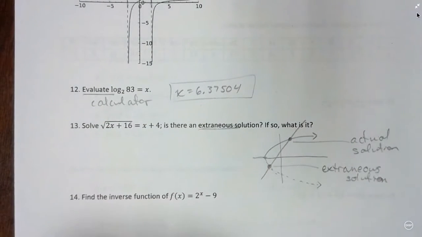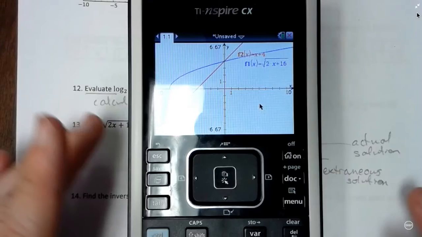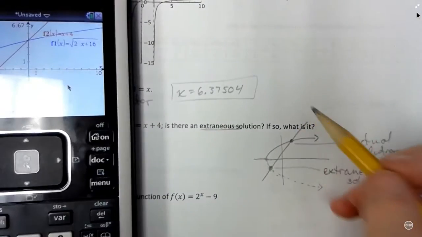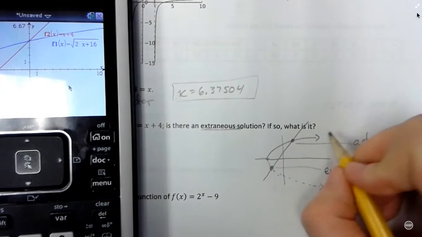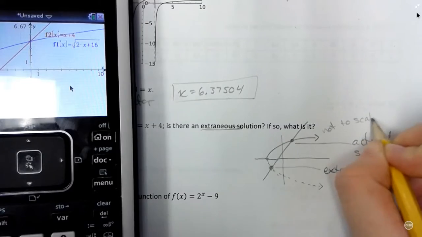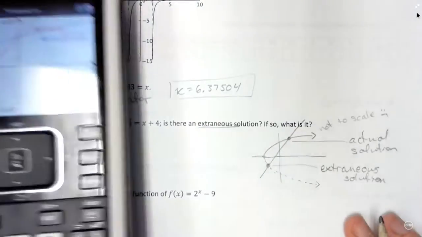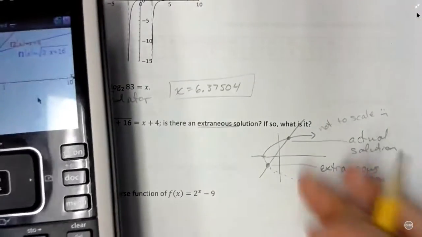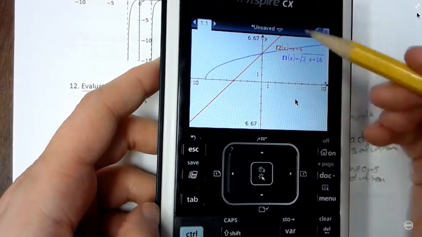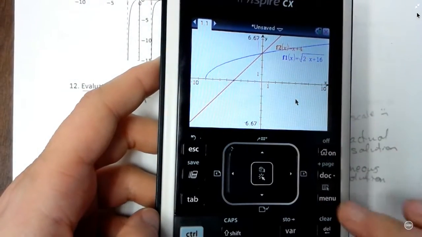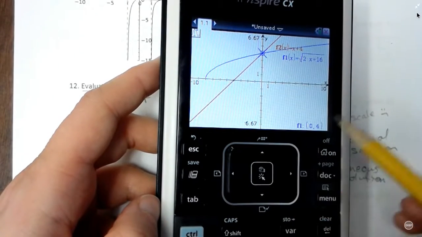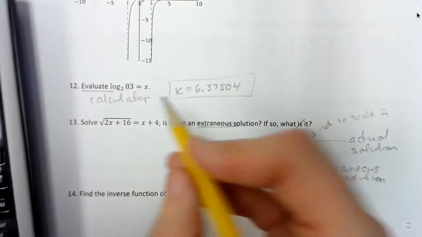So I'm going to go ahead and put this in my calculator. Here's what that looks like. Actually, it intersects on the y-axis, which is not what I drew to scale. Oops. So it's not the best picture, but it at least gives you an idea of what to look for. So here's my true solution. So my true solution is x equals 0. So you can kind of see that. Let's go trace, graph trace. So right there's my solution, x equals 0.